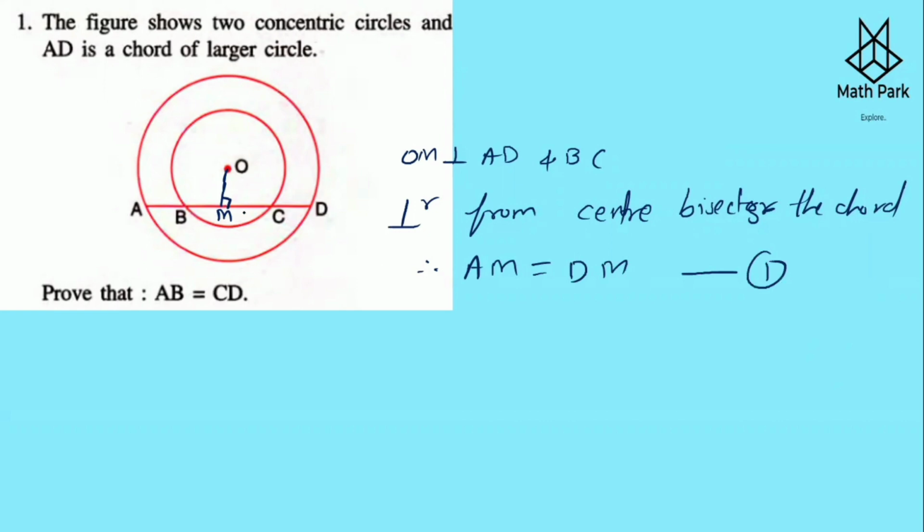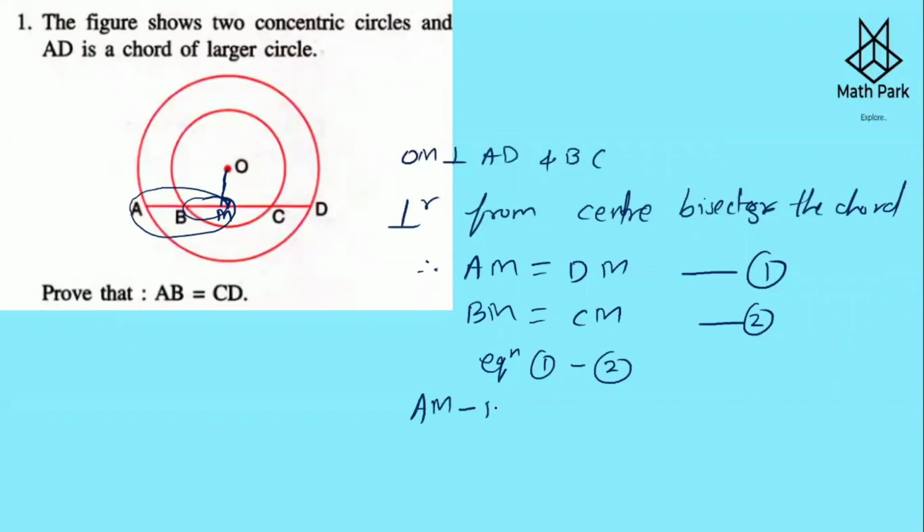Now again, BC is the chord of the smaller circle, so you get BM is equal to CM. Now what should you do to equation 1 and 2 so that you get AB and CD? We know that AM minus BM gives AB. So let us do equation 1 minus equation 2. So you have AM minus BM is equal to DM minus CM. And AM minus BM is nothing but AB and DM minus CM is nothing but CD. And hence we are done with question number 1.